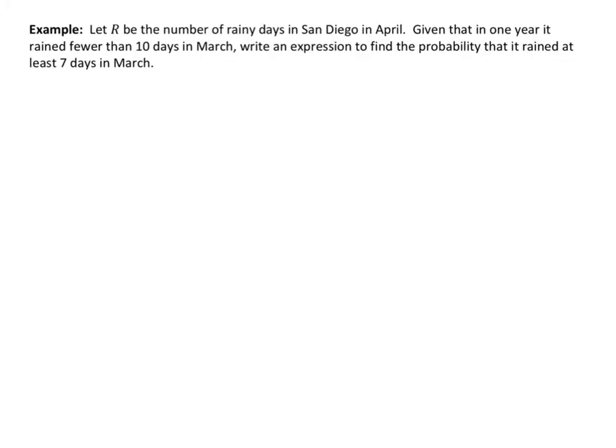This is another one of those things that can be a little complicated. So I want to start this problem not doing the probability piece. I just want to do the conditional piece. So it says let R be the number of rainy days in San Diego in April. Oops, I just realized I had a little typo here, they should all be March. So let R be the number of rainy days in San Diego in March. Given that in 1 year it rained fewer than 10 days in March, write an expression to find the probability that it rained at least 7 days in March.